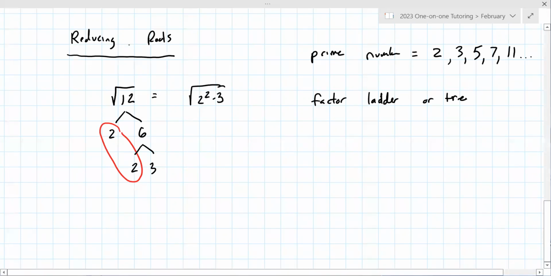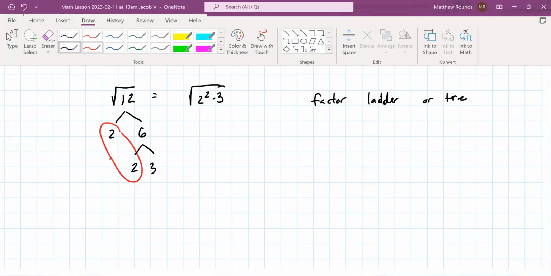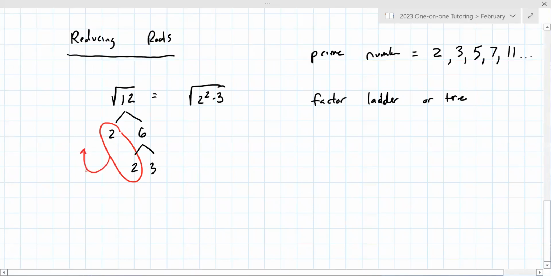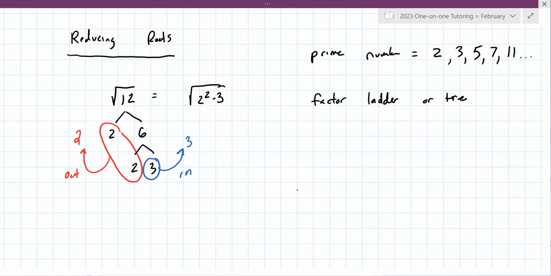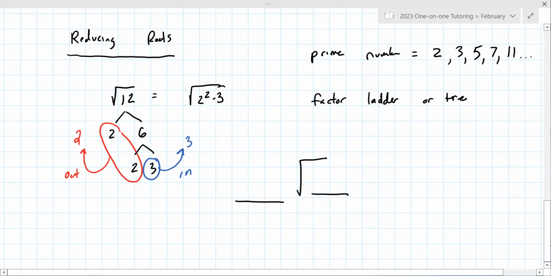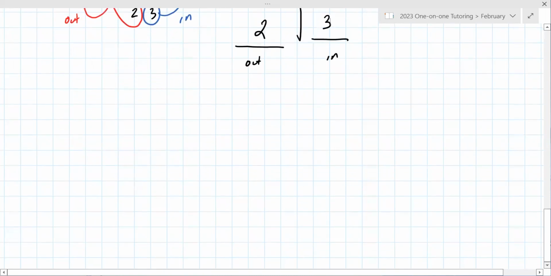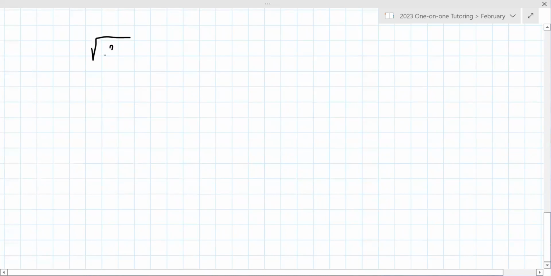Now, the way you reduce these after you've seen them for a while is you realize that when there's a pair, the pair comes out. So the 2 is going to come out, and the number that's left over on the leaf stays in. So your answer always has something on the outside and something on the inside. In your problem, there's a 2 on the outside and a 3 on the inside. Does that make sense? Yeah, it does. Okay. So if you understood that, I think you did. Try this one for me, please.